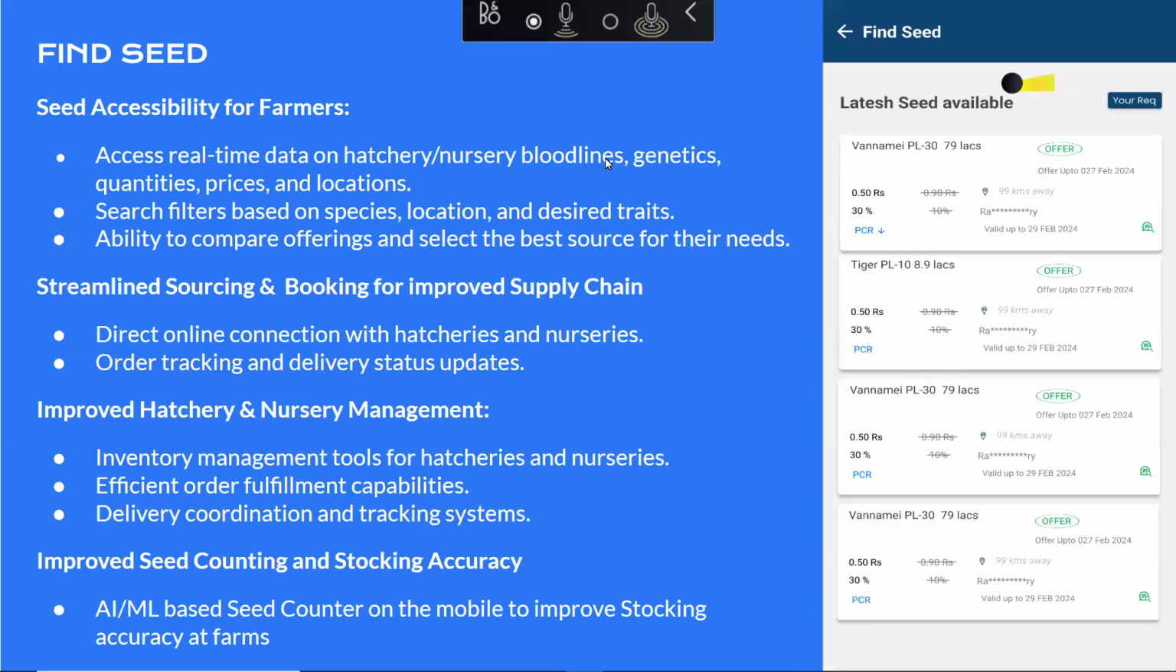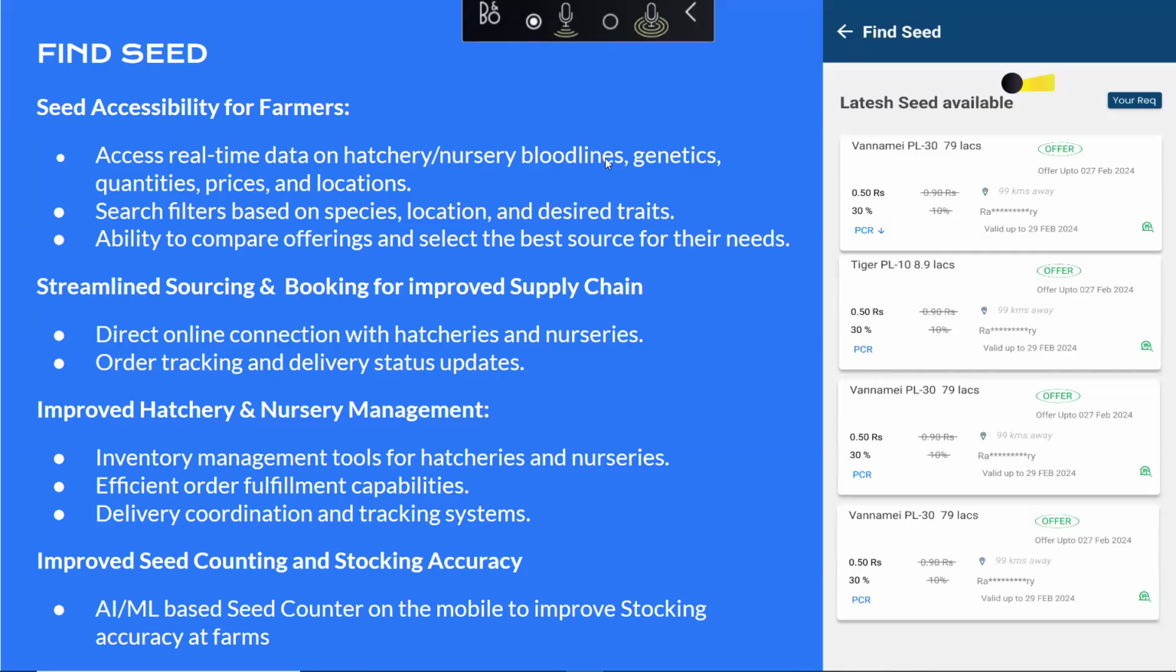So here, in Market Connect, we have two features right now. We are expanding on the features. Currently, we have Find Seed and Buyer Connect. What Find Seed is, we have collaborated with a lot of hatcheries. Around 100 hatcheries have registered and signed into our Market Connect platform, where they post their daily availability of seed. All the hatcheries put whatever they have today.